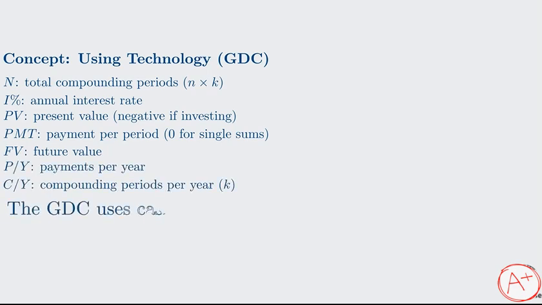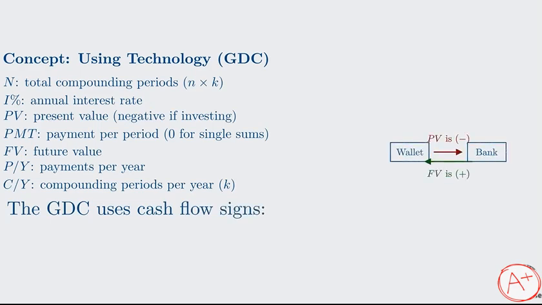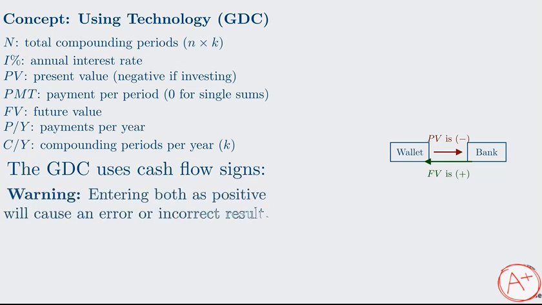Finally, P/Y and C/Y represent payments and compounding periods per year. A common point of confusion is the sign of PV and FV. The GDC views finance as cash flow. If you give money to a bank to invest, PV is negative because it is leaving your pocket. When the bank pays you back later, FV is positive. If you enter both as positive, the calculator will often return an error or an incorrect result. Always think, is the money coming in or going out?